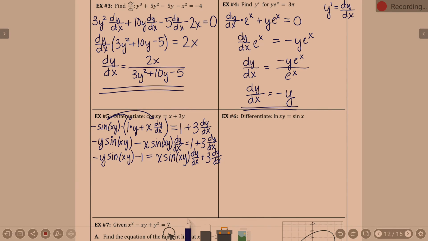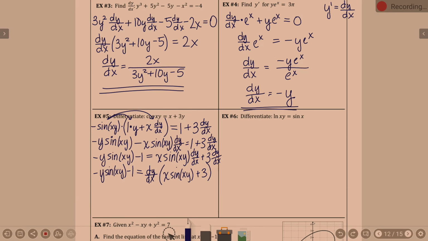Okay, I have dy/dx on one side, non-dy/dx on the other side. Now we're ready to factor out the dy/dx. And again, I know some of you can see things and start doing multiple steps. Just make sure some steps are shown. I'm showing everything. When I factor out my dy/dx in my parentheses, x sine xy, oh, did I forget that? Plus 3xy. Oh my god.